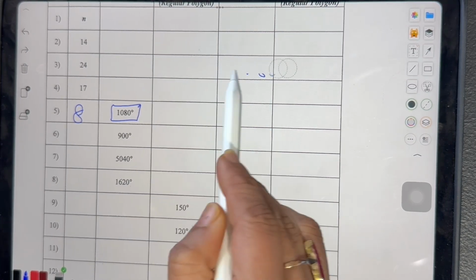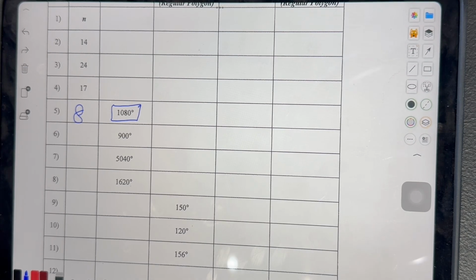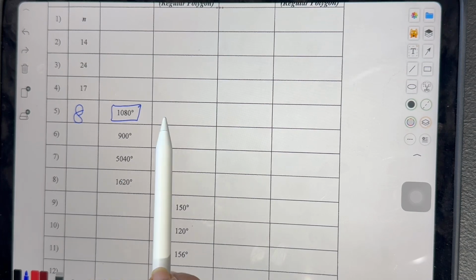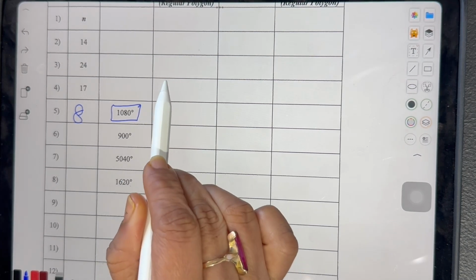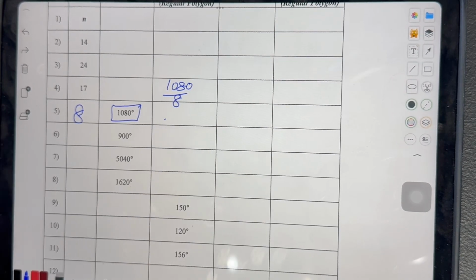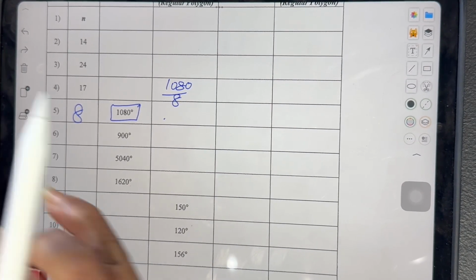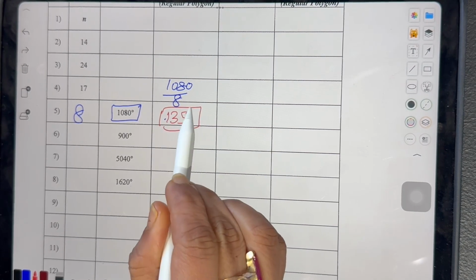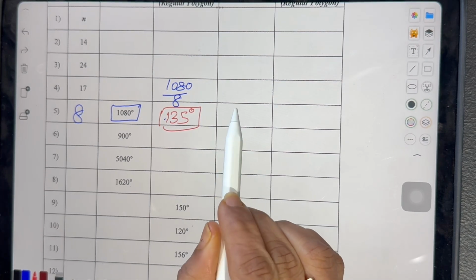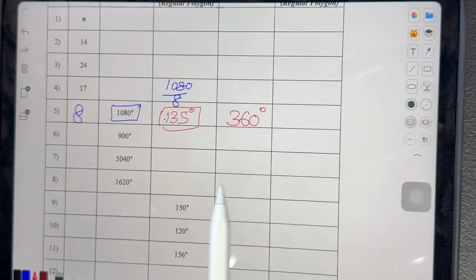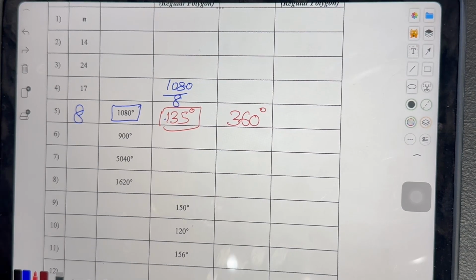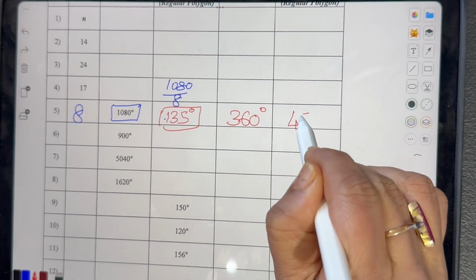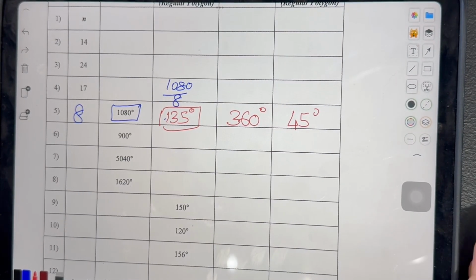So if they have already given you the sum of all the angles of a polygon and you need to find the sides, you can use the same formula and you found the sides. Now this is each angle. Each angle means you are dividing 1080 by 8. 1080 divided by 8 is 135. That angle is 135. Each angle. Sum of the exterior angles will be 360. And each exterior angle will be 360 divided by 8, which is 45. That kind of question is done.